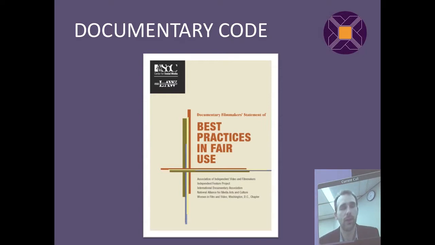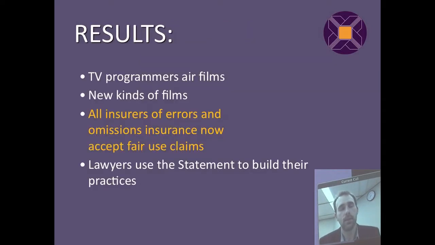Journalists are working on one right now. And I know that artists are too. If you go to the next slide, this is the Documentary Filmmakers Code on slide 17. This was the very first one that came out, and it was a smashing success insofar as, if you go to the next slide, TV programmers who used to refuse to air films unless every single clip in a film had permission, that is, had been paid royalties or otherwise had authorization.